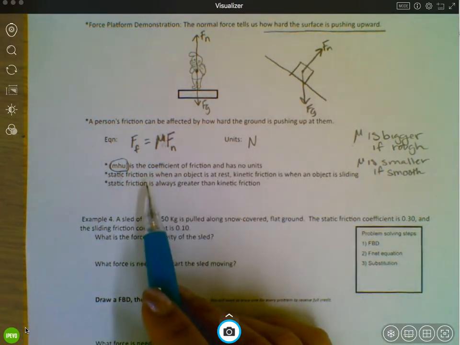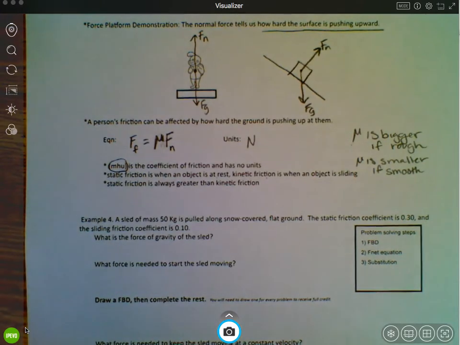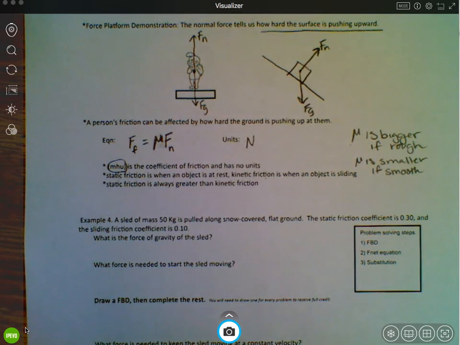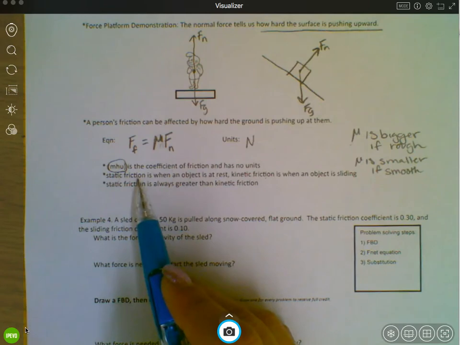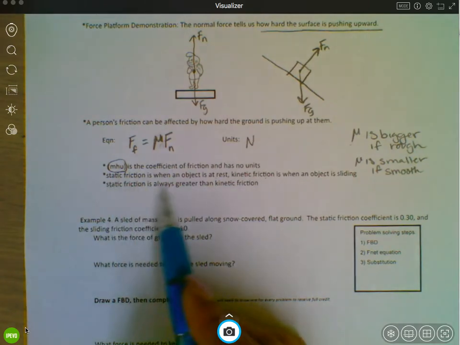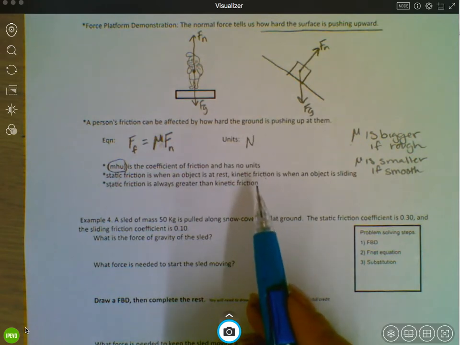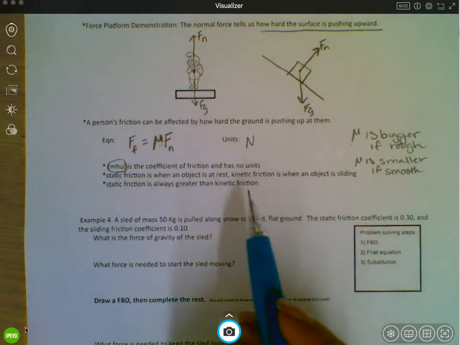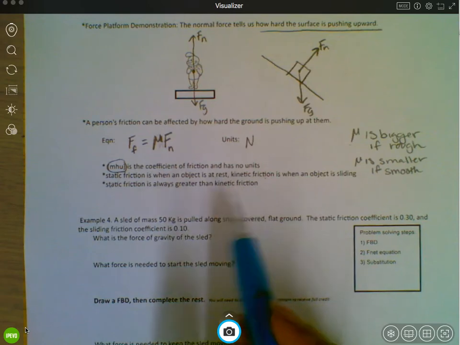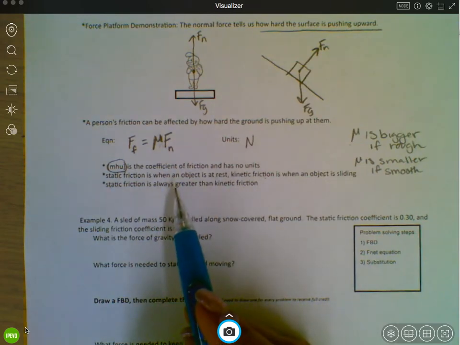So static friction is like when you try and push a couch on a carpet, and the first push, when you're trying to get the couch moving, is really difficult to get it just to slide. But then once it's sliding, it's not as bad. That's because the static friction, trying to get it to move, is actually bigger. So static friction is always greater than kinetic friction. Kinetic friction is always less. It's always easier to slide something than to get it moving from rest. And that's really just because of inertia, okay?